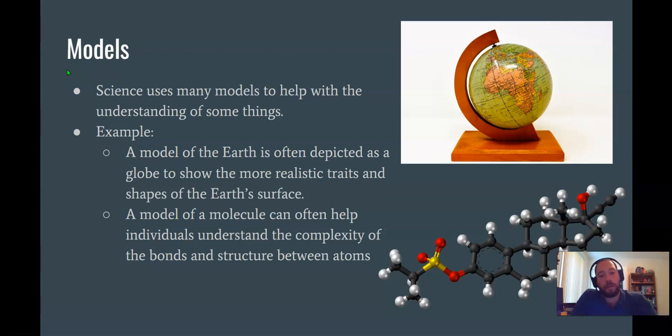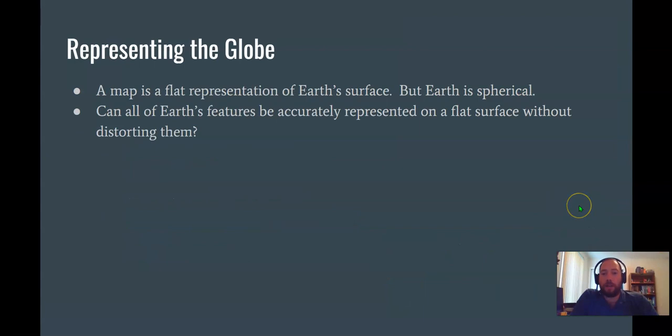A model of a molecule can often help individuals understand the complexity of the bonds and structure between atoms. So having a visual representation helps us to grasp a better understanding of that specific thing. So when we take a look at a globe, we notice that it's obviously spherical in shape, but there's a problem with that. And the problem is that it's hard to put a globe into a book or onto a wall like a poster. So typically we need to transfer that round spherical image as a flat representation.